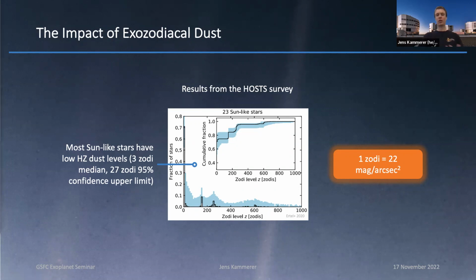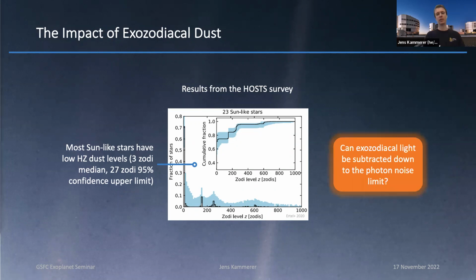One of the questions that we were asking ourselves together with Chris is basically, these yield estimates that people have done before have always assumed that you can subtract this exozodiacal light down to the photon noise limit. But of course, in your observation, it will be a kind of a resolved source, because it's usually distributed in a disk. It might have some kind of inclination. It might even have some resonance structures or clumps. And it's not really trivial that you can subtract such a noise source down to the photon noise limit. And we basically wanted to investigate if that is feasible or not.